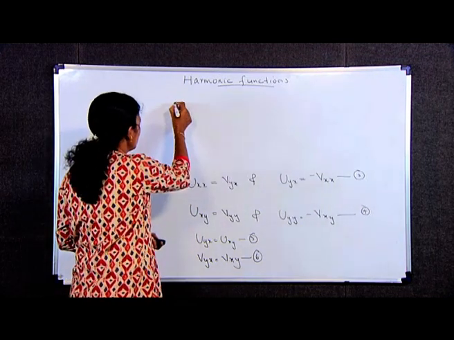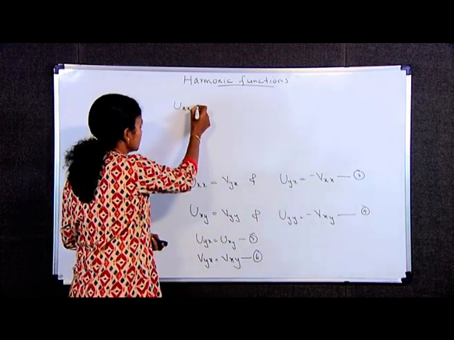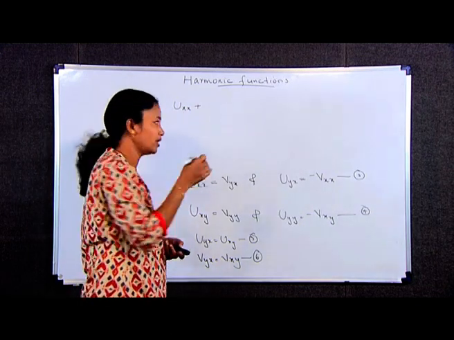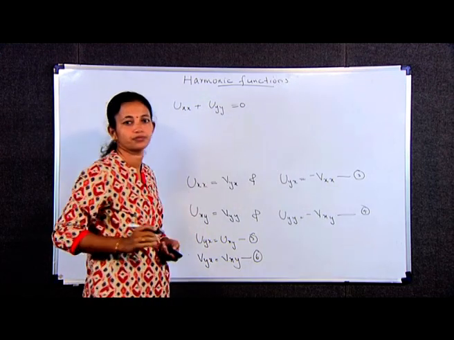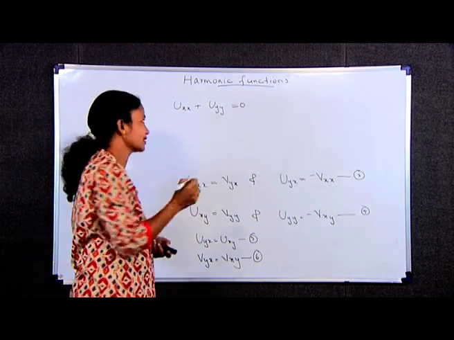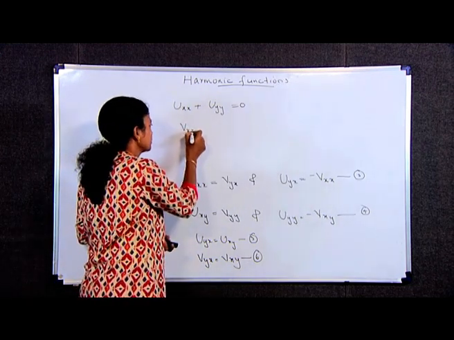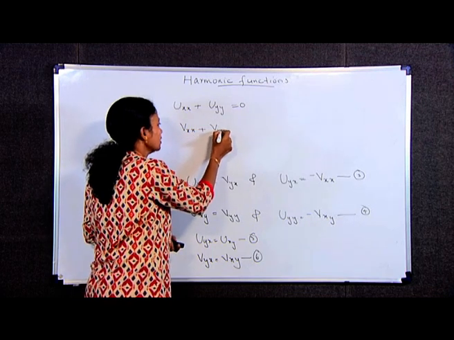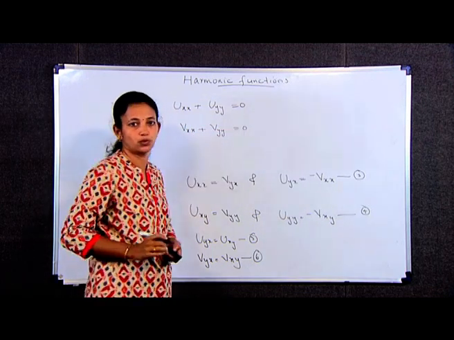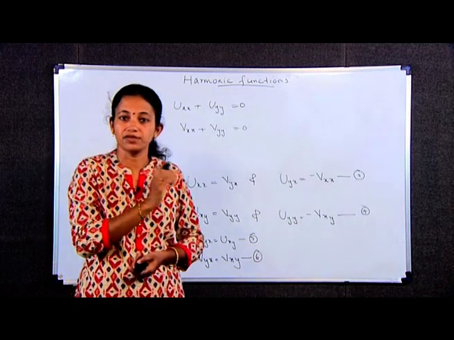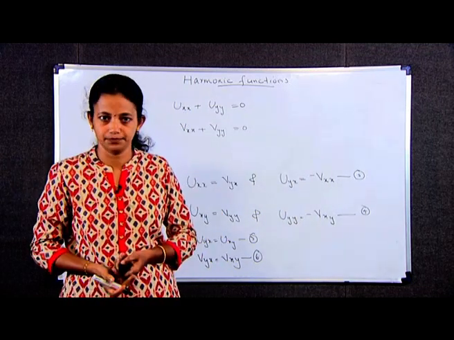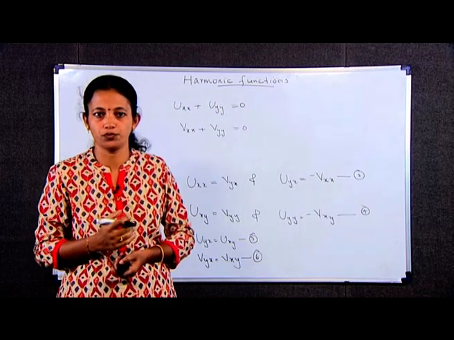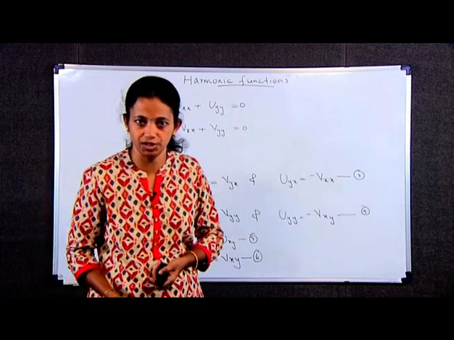Using equations 5 and 6, equations 3 and 4 give us u_xx plus u_yy is equal to 0 and also v_xx plus v_yy is equal to 0. That is, by definition 1, u and v are harmonic in D. Here completes the proof.